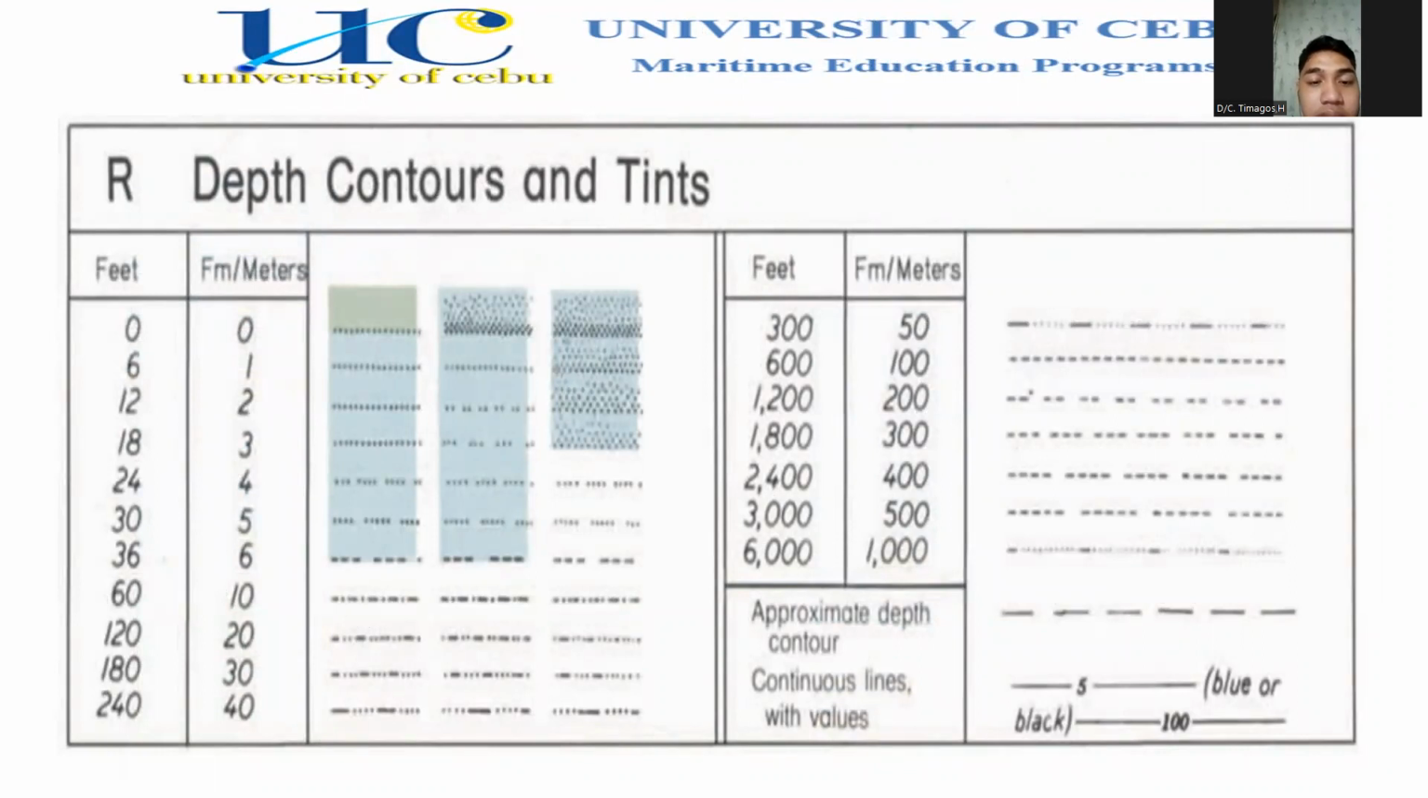Next are the depth contours and tints. As you can see, these are the icons for feet, fathoms, and meters, with many dots, and on the other side feet and meters. It's just like Morse code, but it's not. And approximate depth contour, continuous lines with values. Next slide, please.